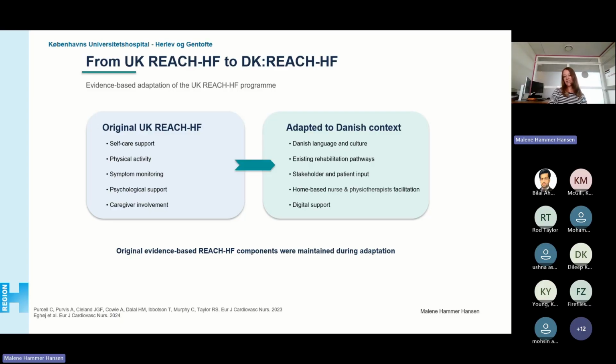So one important addition during this adaptation process was the introduction of a digital delivery option through the national platform called My Life, My Health. So this allowed patients to access rehabilitation resources digitally in addition to the traditional printed materials. So the final Danish version maintained the core REACH HF principles while adding maybe a greater flexibility in how patients could access the program by introducing this digital app.